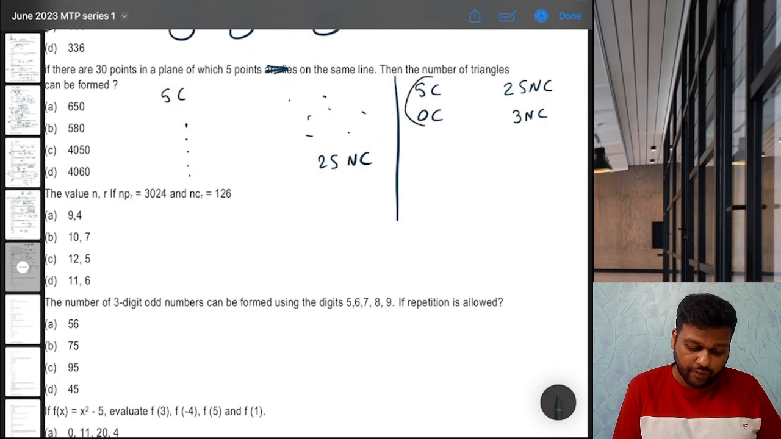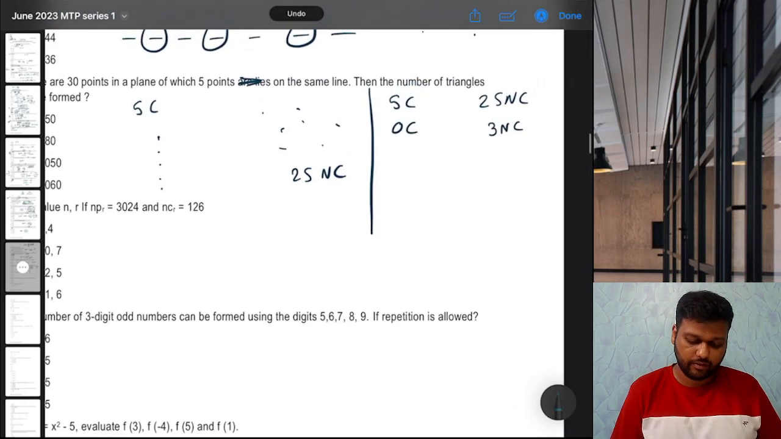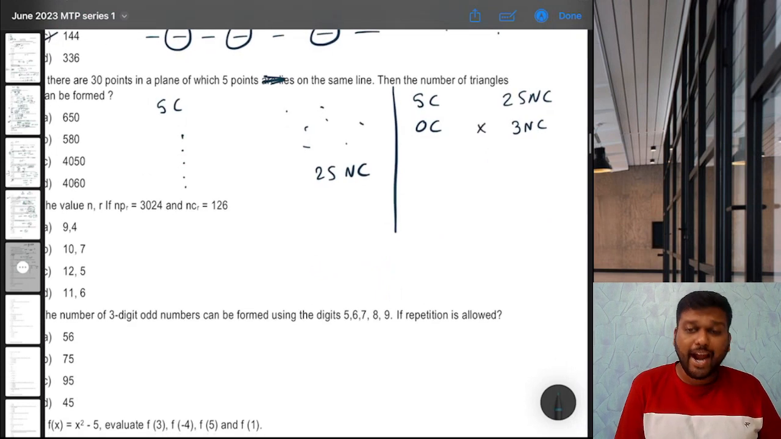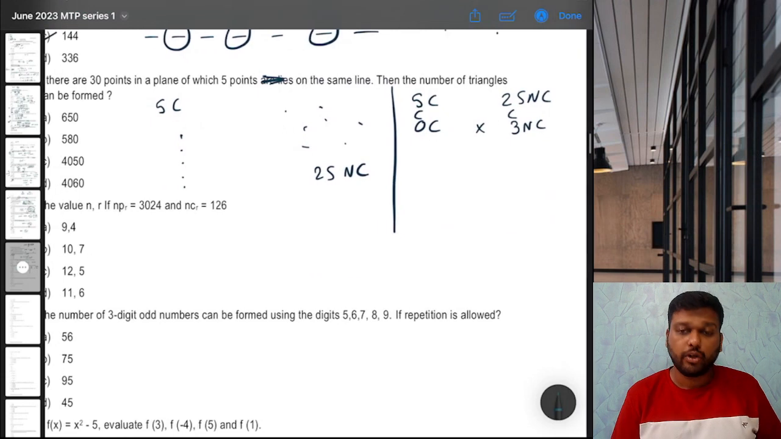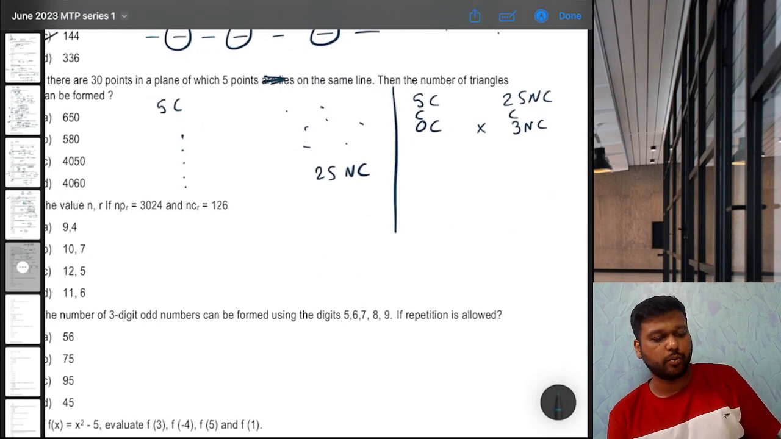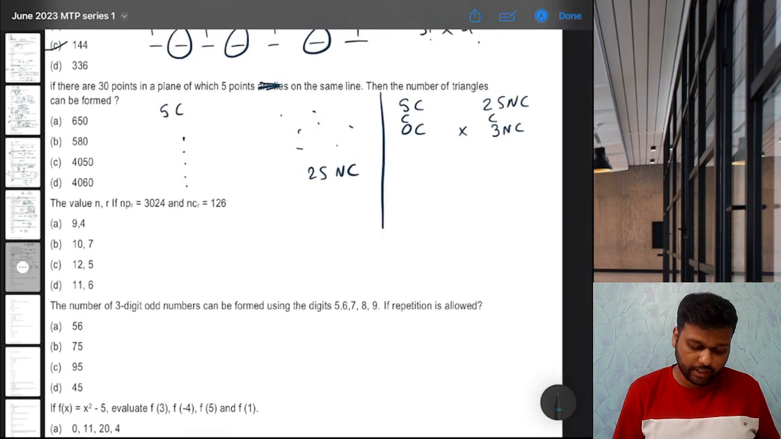That is 5C0 and 25C3. 5C0 is how much? 1. 25C3 is how much? 25 into 24 into 23 divided by 6. So 2300.